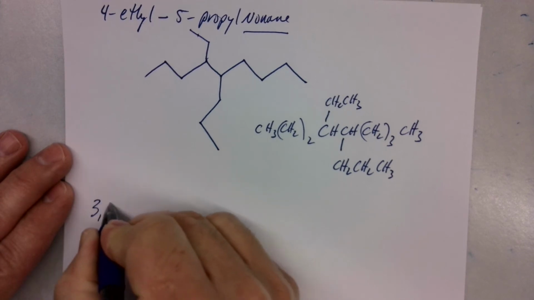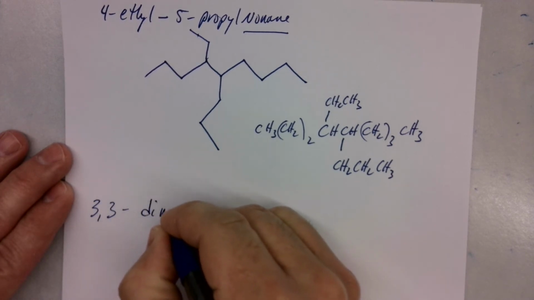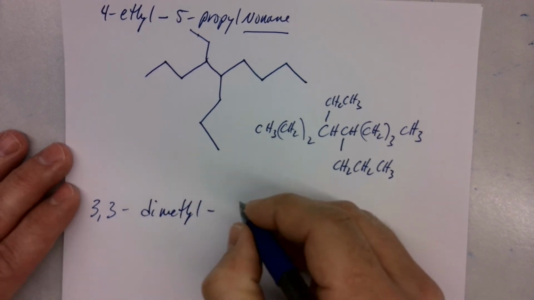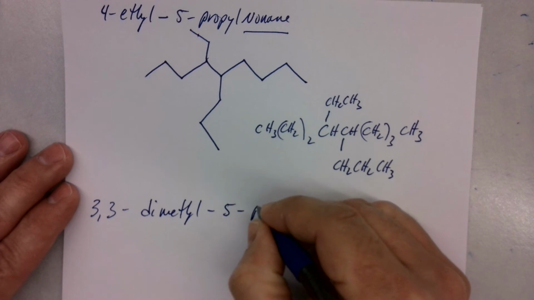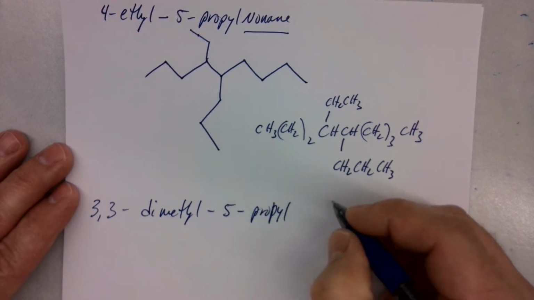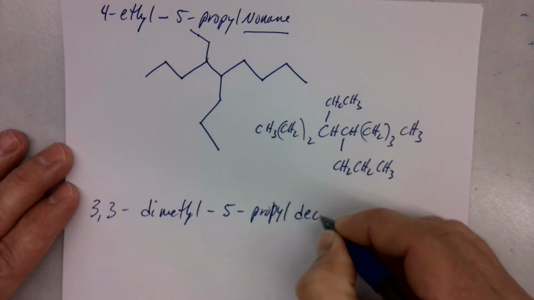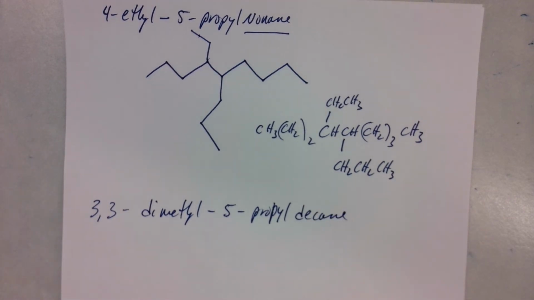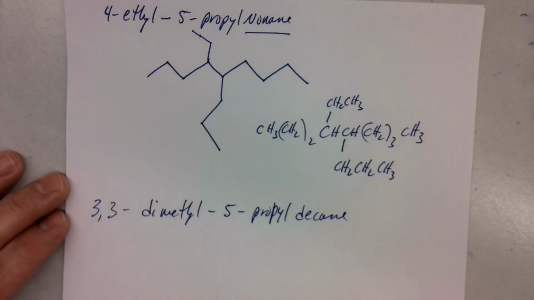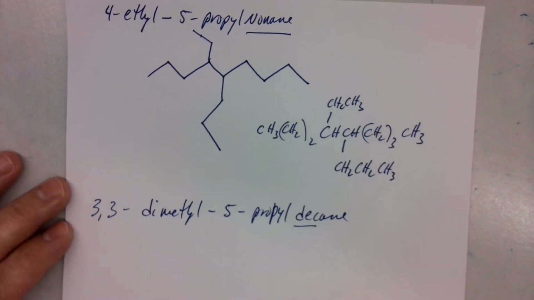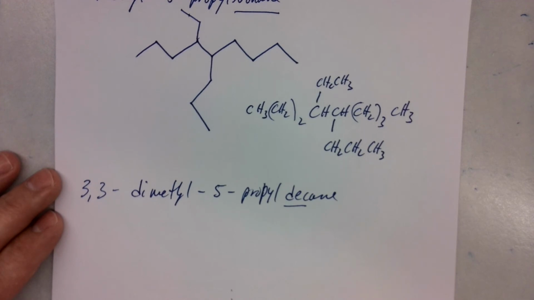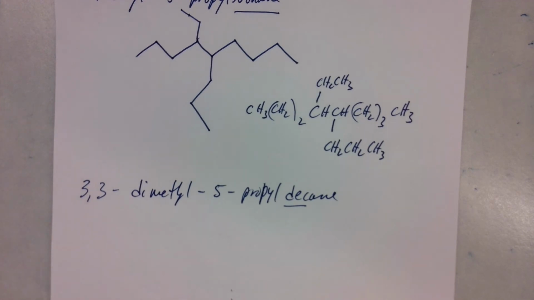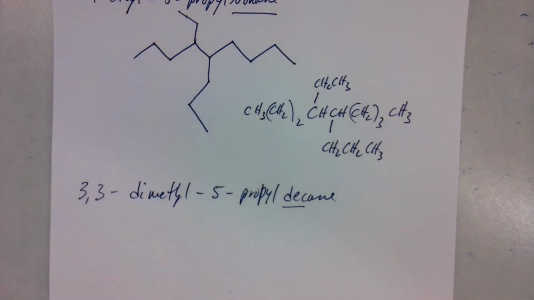So let's go with 3,3-dimethyl-5-propyldecane. So 3,3-dimethyl-5-propyldecane. What does dec mean? 10. Okay. So now we're going to go with 10 hands. 10 hands. And again, I want both skeletal and condensed.